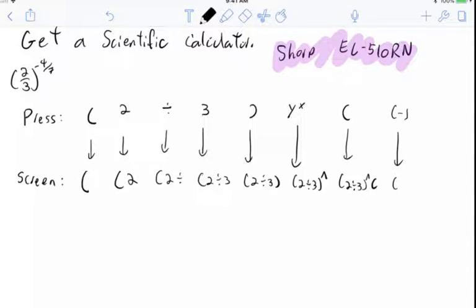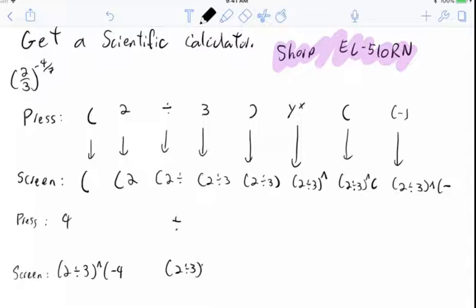So it'll go 2 divided by 3, uppy sign, minus. Then I go 4, and the screen goes 2 divided by 3, uppy sign, minus 4. Then I press the division sign again, so it goes 2 divided by 3, uppy sign, 4 division, and then I go 7. So then it says 7, close parentheses: 2 divided by 3, uppy sign, 4 divided by 7, close parentheses.